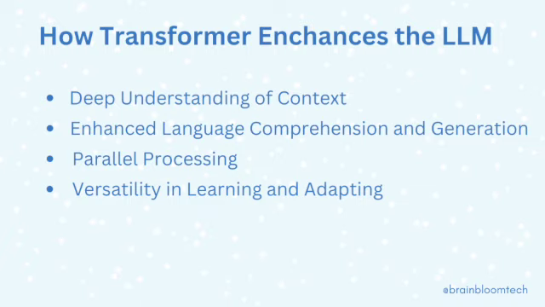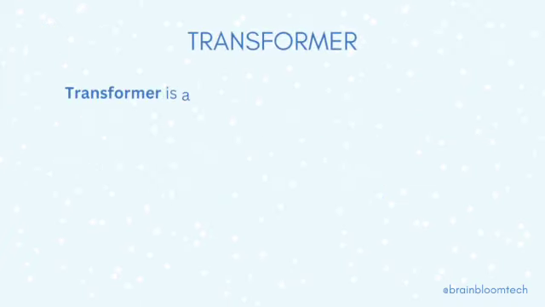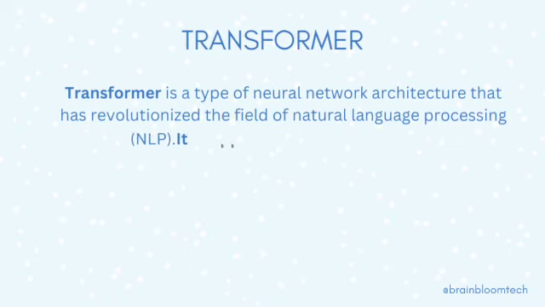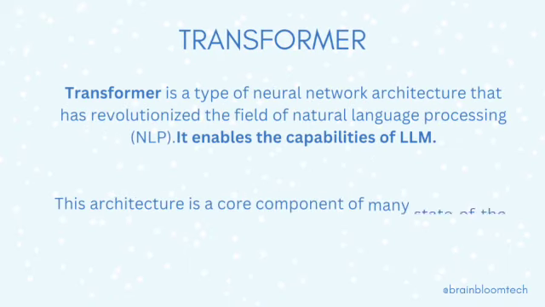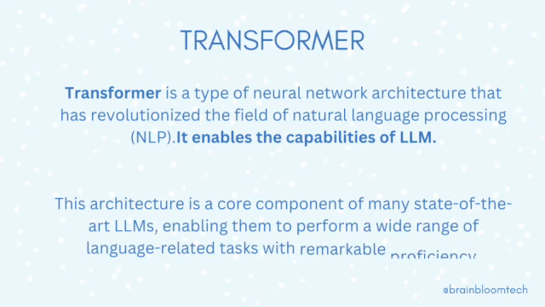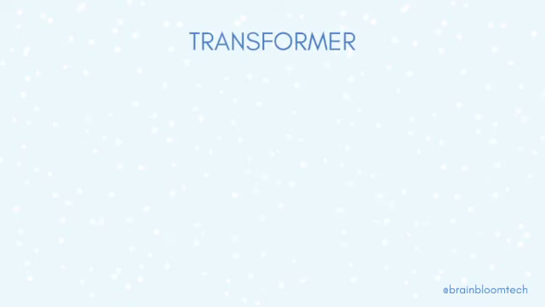In the real world, the transformer is a type of neural network architecture that has revolutionized the field of natural language processing, NLP. Its ability to handle sequential data, like text, and its attention mechanisms that consider the context of each word within the input data, make it exceptionally powerful for tasks involving language understanding and generation. This architecture is a core component of many state-of-the-art LLMs, enabling them to perform a wide range of language-related tasks with remarkable proficiency.